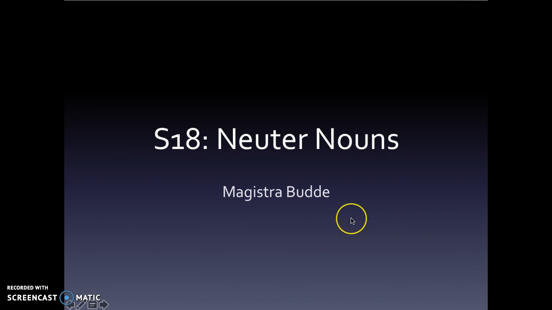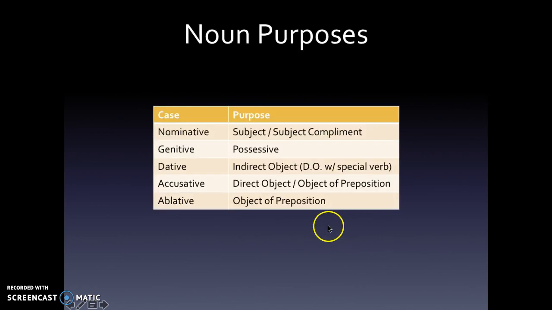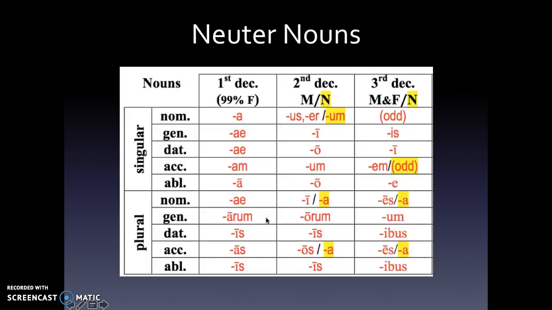This information is actually not new. We've been looking at it for about a dozen chapters or so, but the book is officially considering you responsible for it from this point forward. So quickly, let's do a review of your noun purposes. Remember, knowing what the purpose is of the different cases will help you decode your sentences. So if you do not have this chart right here memorized, make sure you do so as soon as possible.